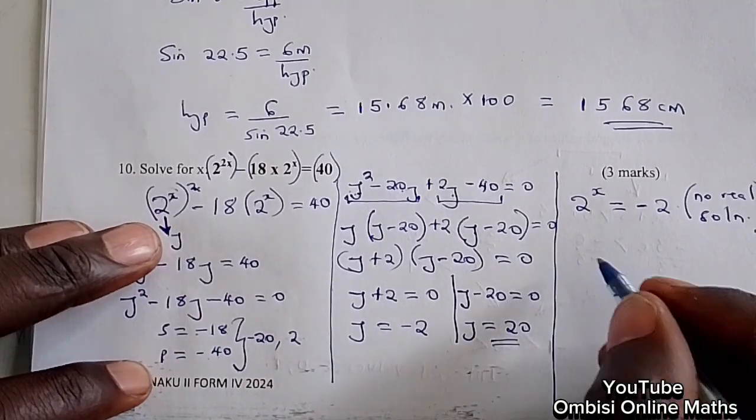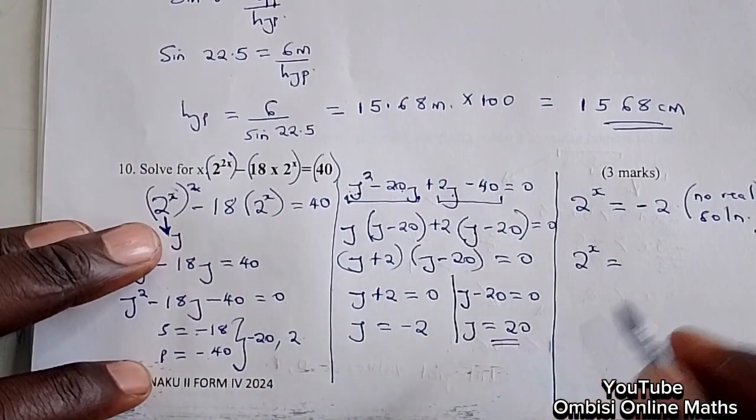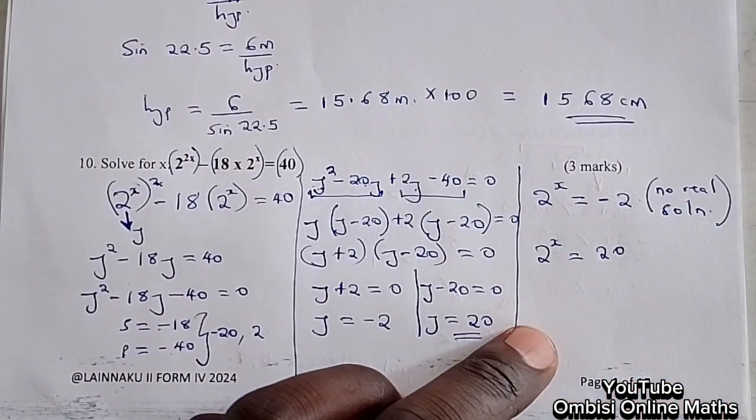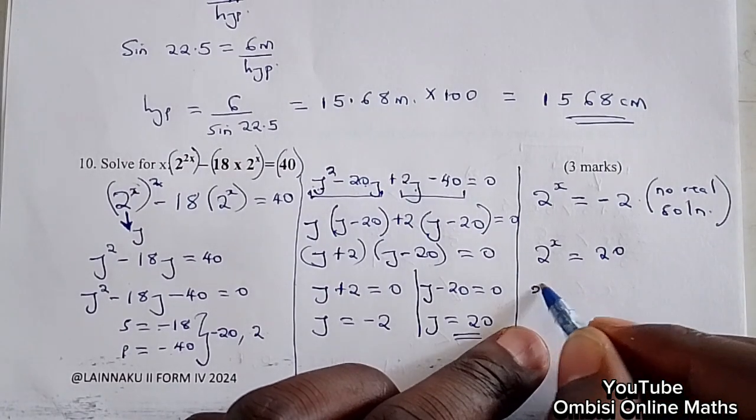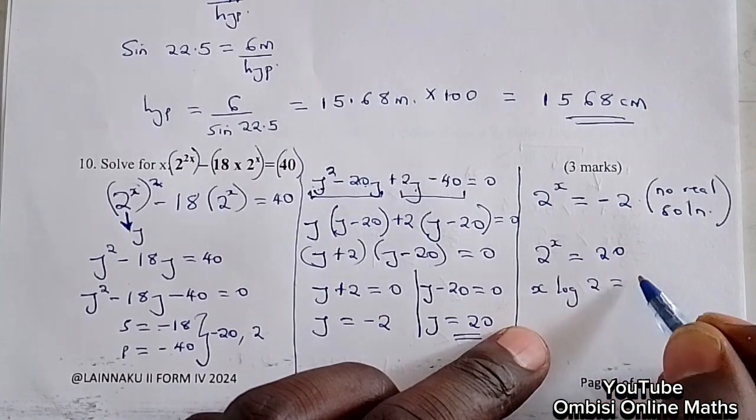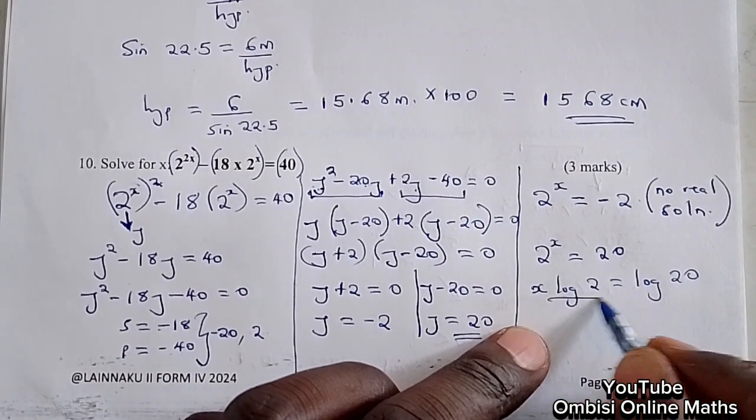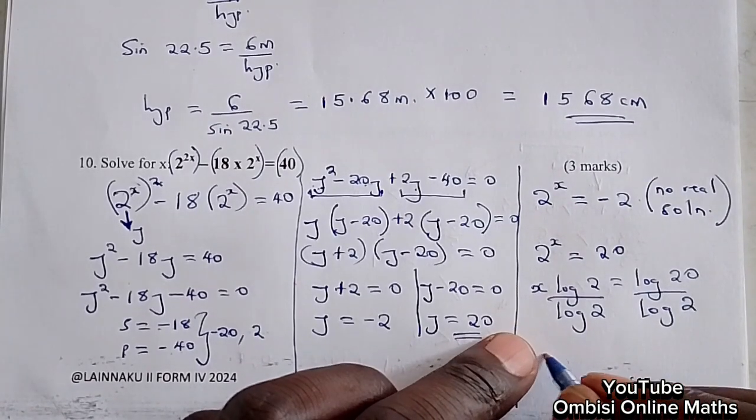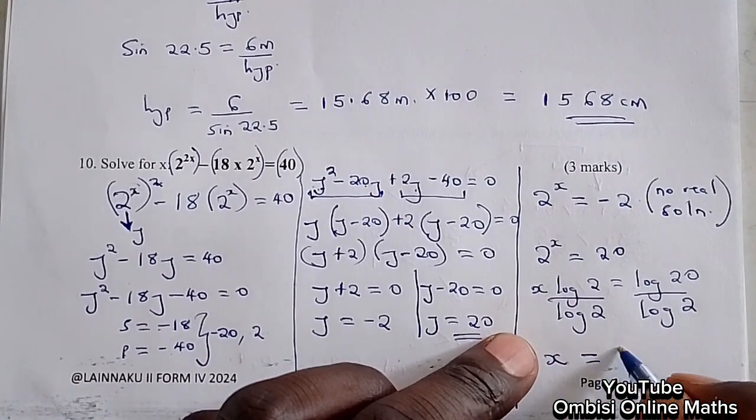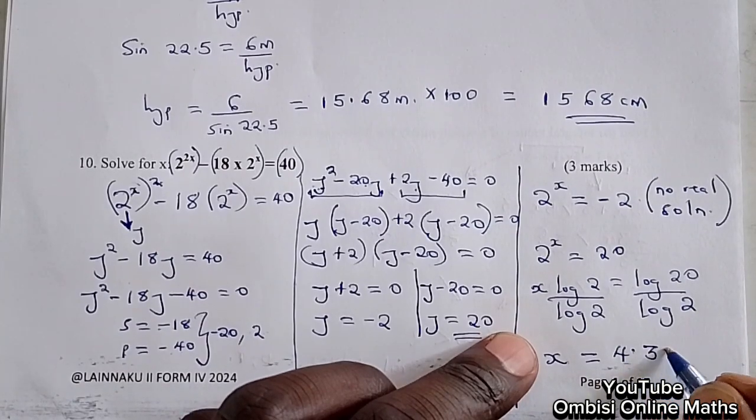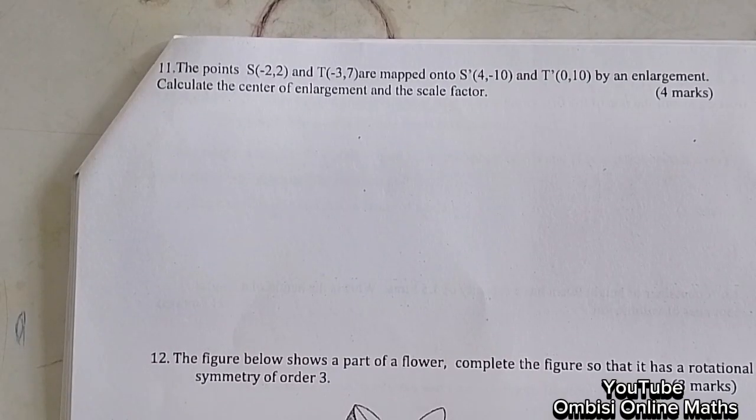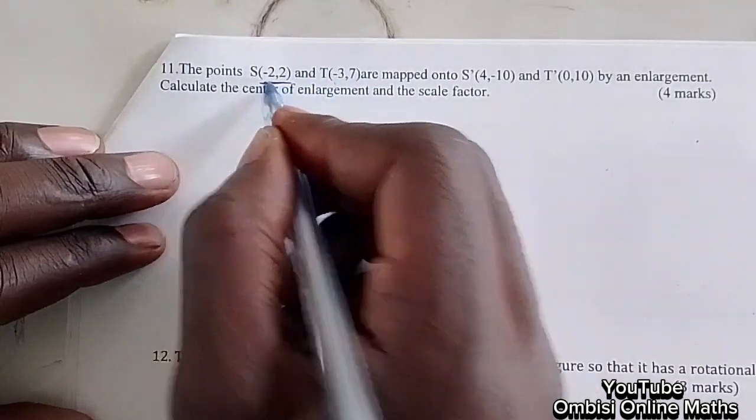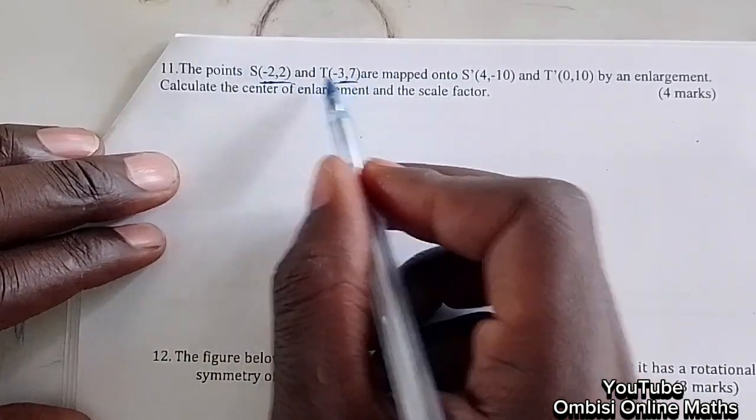But also remember, 2 to the power of x equals y, which is 20. So here, we are going to introduce logarithms. So you have x logarithm of 2 equals the logarithm of 20. Divide logarithm of 2 on both sides for us to remain with x. And that x is equivalent to 4.322.